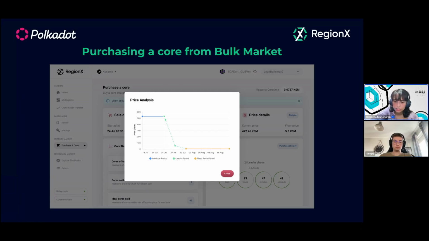Cool. Jay has asked, when will this change be rolled out? Is there any timeline? So Agile Coretime is already on Kusama. I think it should go on Polkadot in August. So yeah, in August. So very soon. Vitor has said, got it, thanks. So thank you for explaining that.